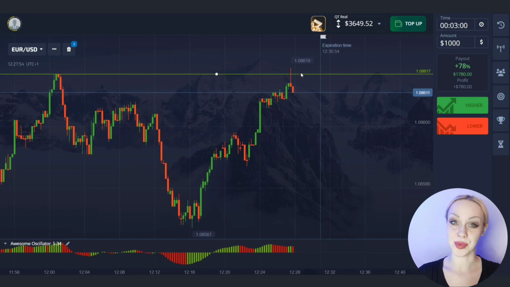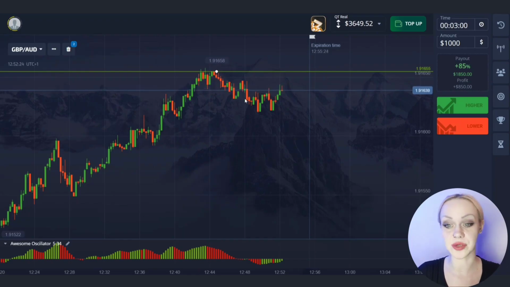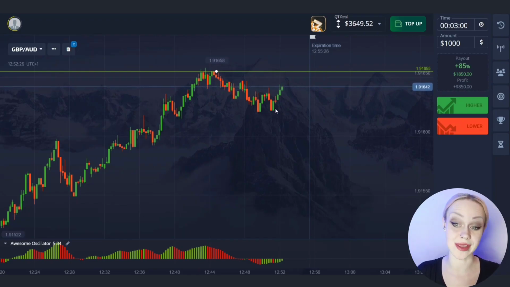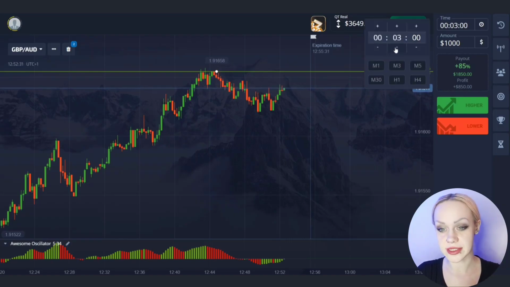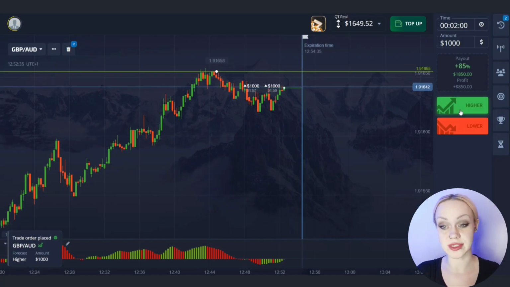So let's find the next entry point. Here we have a resistance level. We see that after touching the level, there was a pullback down, and after the pullback, the price turned around and is approaching our level again. In this case, I suggest opening a trade for a raise for 2 minutes. It's more likely that the price will continue to move towards the resistance level.